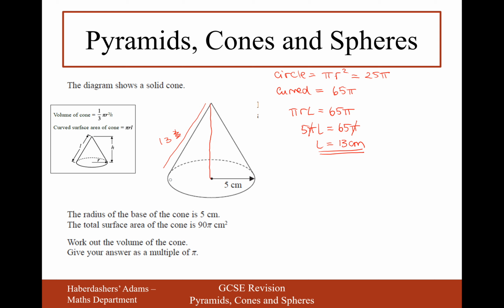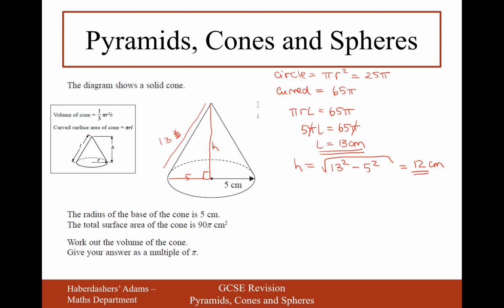Now that we know that L is 13 centimetres, we can work out the height of this cone here by a little bit of Pythagoras. If I know that that's 5, that's 13, I've got a right angled triangle here, so the height of the cone is the square root, and the 13 is the hypotenuse, so it's 13 squared minus 5 squared, which is 12.